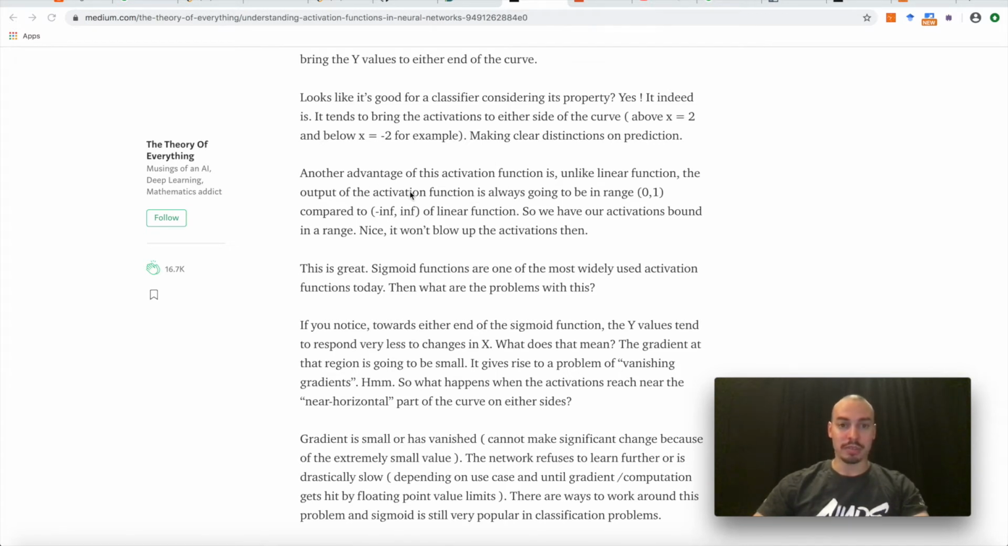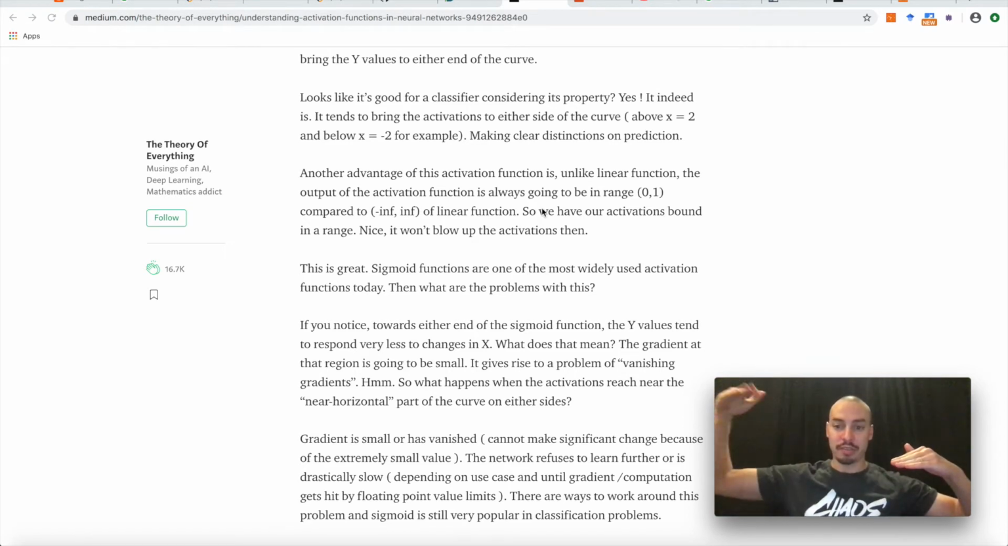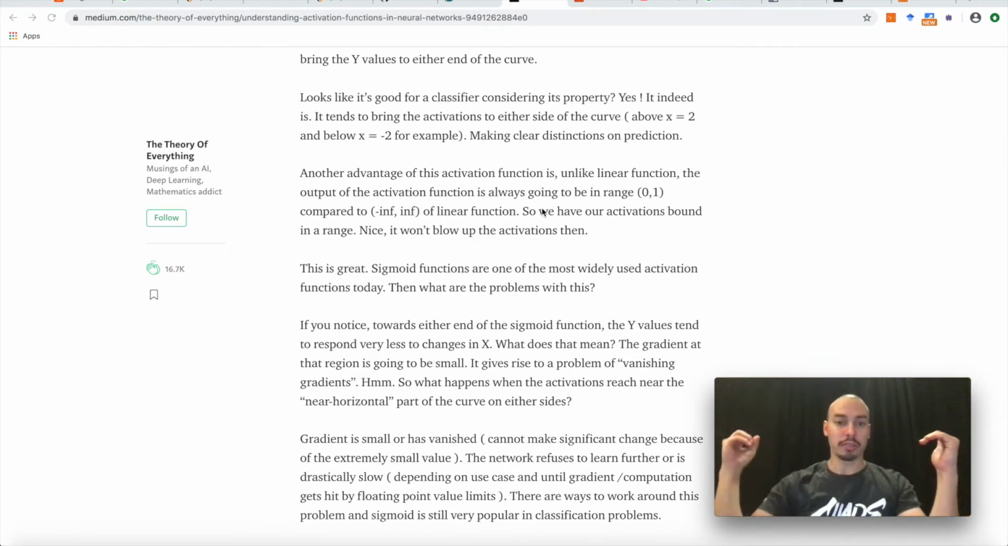So let's talk a bit about advantages here. Unlike the linear function, the activation is always going to be in the range 0 to 1, because it's capped there, and it asymptotically goes to 0 and asymptotically goes to 1.